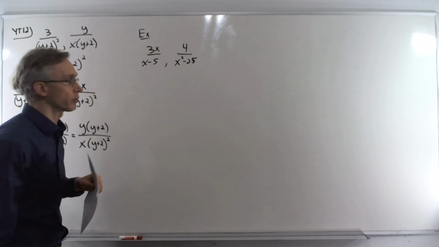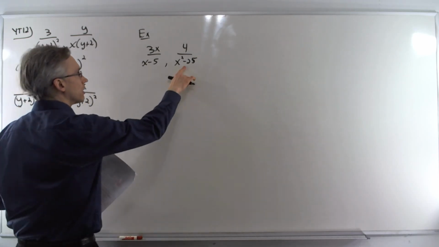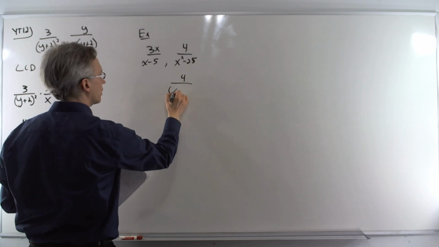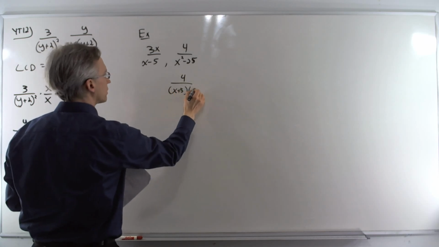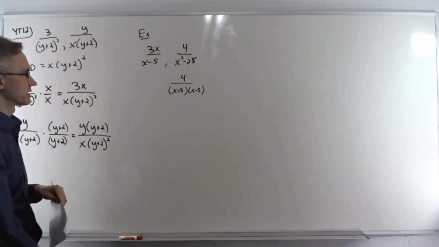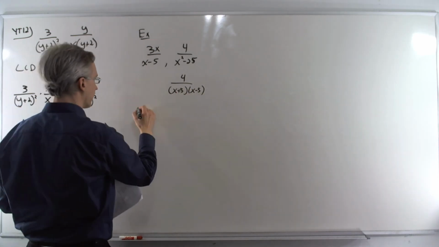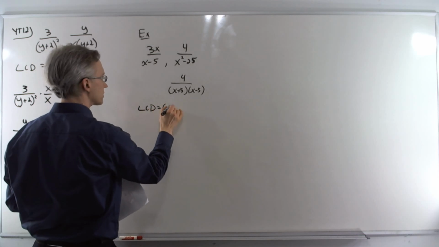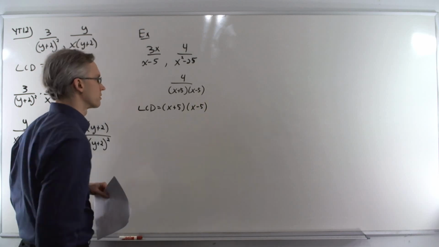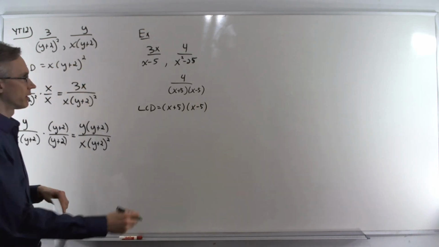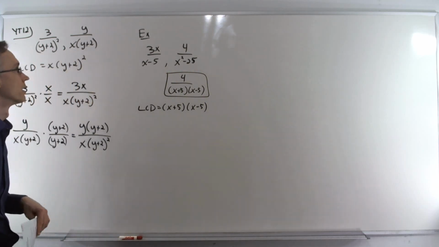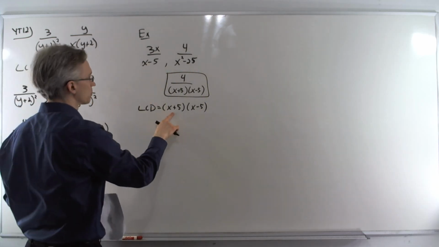Next ones are going to require some factoring. We've got a difference of squares here, so we can rewrite this one as 4 over x plus 5 times x minus 5. Now we have two unique bases: x plus 5 and x minus 5. So that means our LCD is x plus 5 times x minus 5. Now this one already has the LCD, so we're done there. We don't have to change that one at all. But this one is missing the x plus 5.